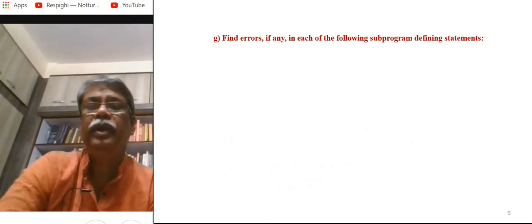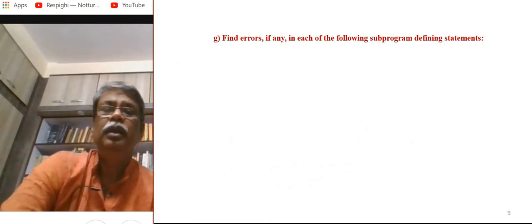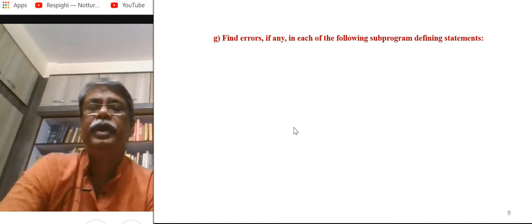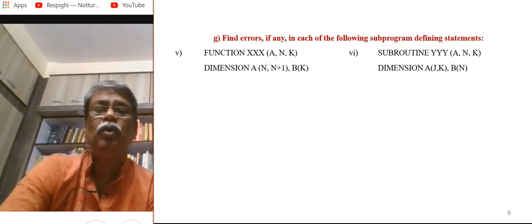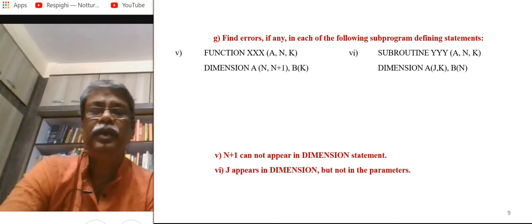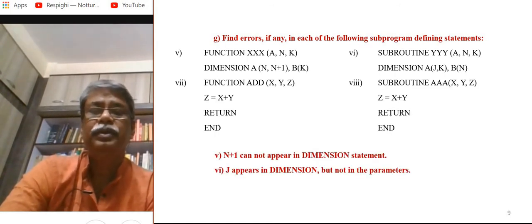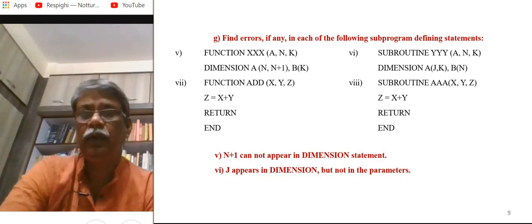Here is another set of finding errors, if any, in each of the following subprogram defining statements. So function xxx a and k. Okay, it is the same type, so I am leaving it as an exercise. The answers are of course given to you.